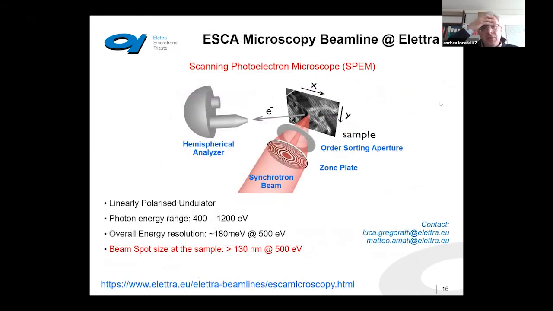It's a microscopy beamline. I will give you just one example. This is a scanning microscope which operates in the energy range 400 to 1000 to 1200 eV, and allows a pretty decent energy resolution of about 180 milli-electron volts. The spot size on the sample is really 100 nanometers, which is the resolution of the microscope.